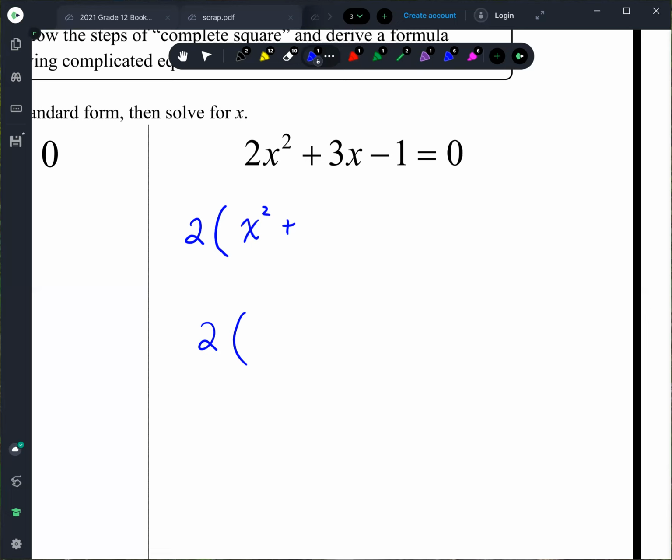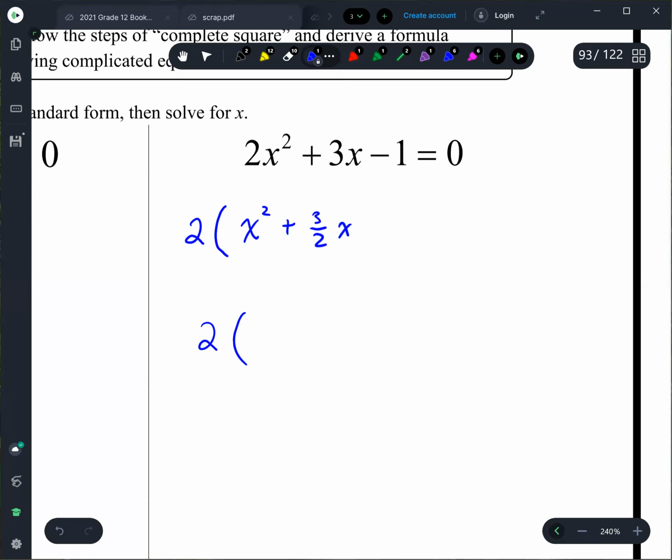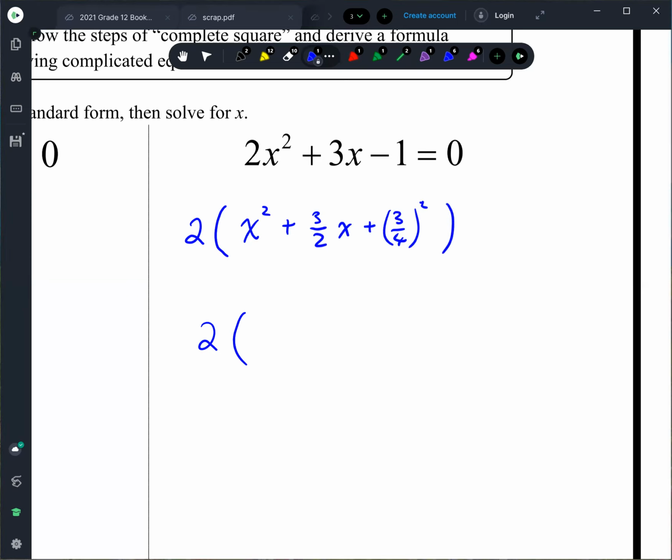Okay, Bernice, after we take out the 2, what's the next term after x squared? 3/2x. Yeah, very good. Thank you. And then Aaron, what goes after 3/2x? You divide it by 2. So it's bracket 3/4, and then that's squared. Very good. Don't forget to write plus. Close the bracket. Now we want to balance.